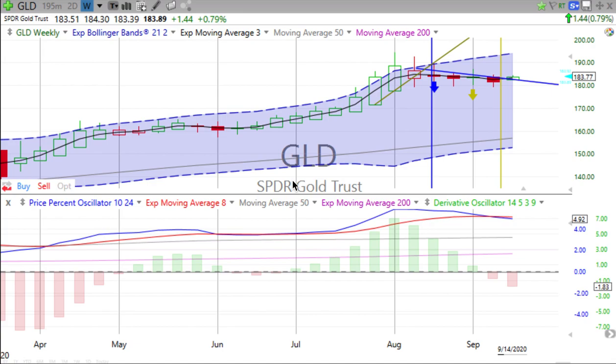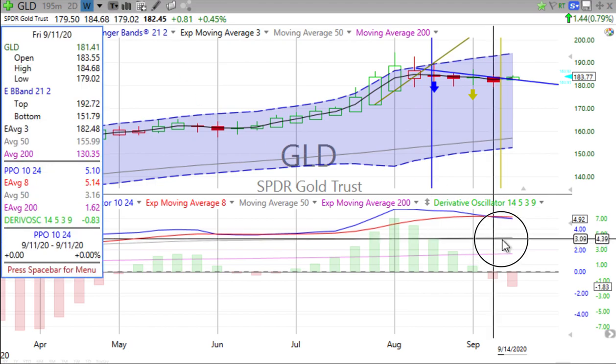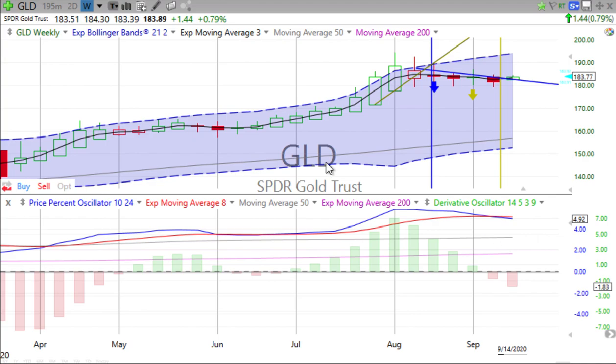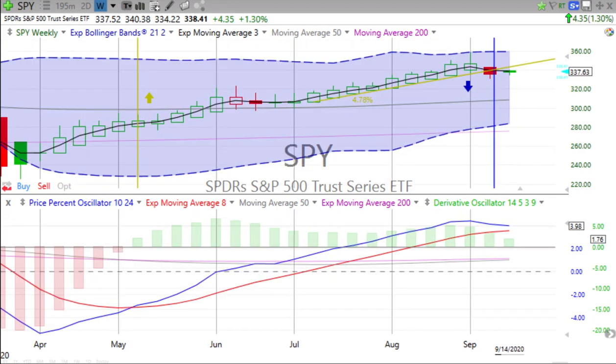Well, we look first and foremost for weekly vertical crossovers. We had one at the end of this last week, and we are watching as the markets continue to move ahead. We'll get to gold in just a minute. That's where we had the weekly vertical crossover. But first, let's go to the S&P 500. What do we see going on there?